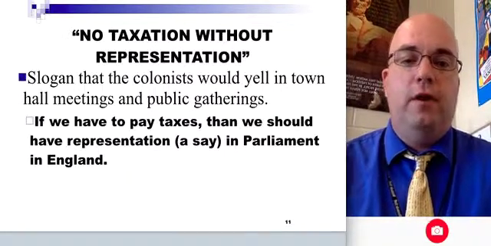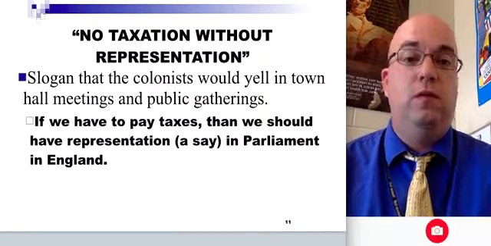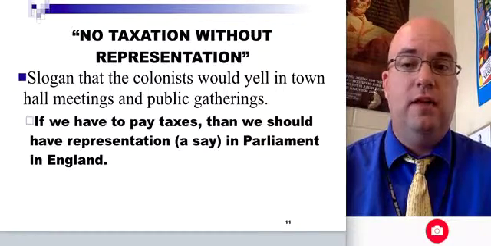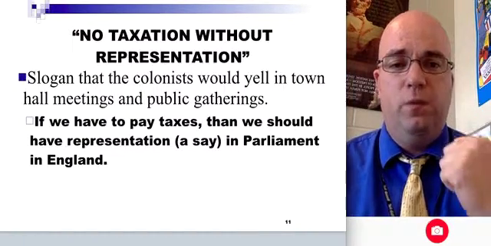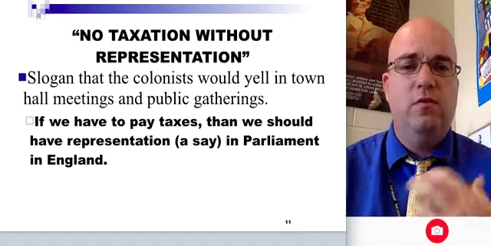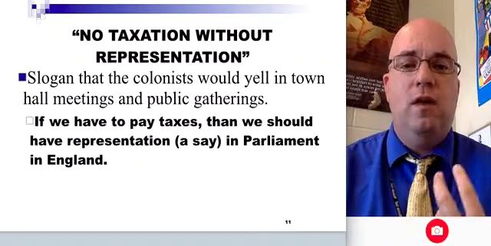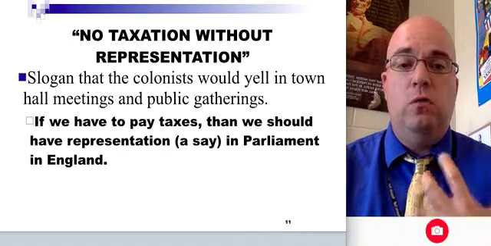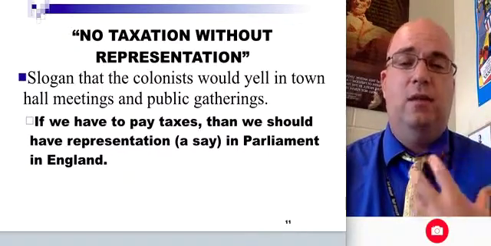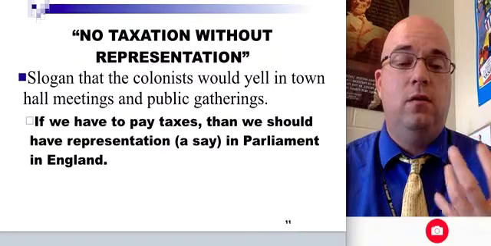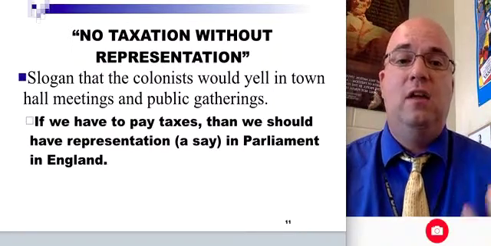A common phrase you'll hear associated with the passage of these laws is this idea of no taxation without representation. This was a slogan sometimes that the colonists would utter, where basically they're saying that we understand that when you live in a society, you're going to have to pay taxes to pay for things that government has to do. That's just a given.